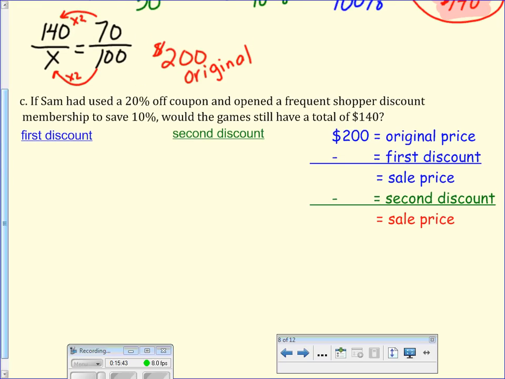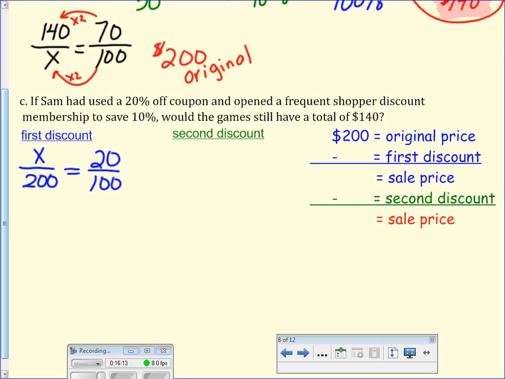So the first coupon was 20% off. So what part of the $200 item is equal to 20% off? Write this down, label it first discount, second discount. Everything I write on the board, you should be writing in your notes. Twinsies.